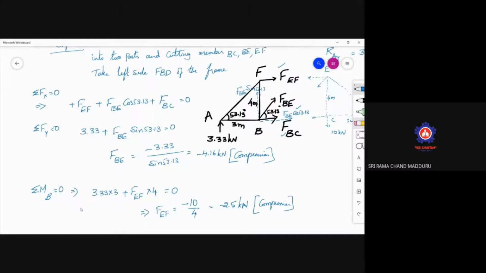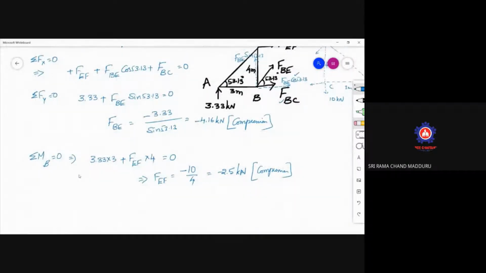Now substitute these two values in the first equation to get the FBC value. Now FEF minus 2.5 plus minus 4.16 into cos 53.13 plus FBC is equal to 0.